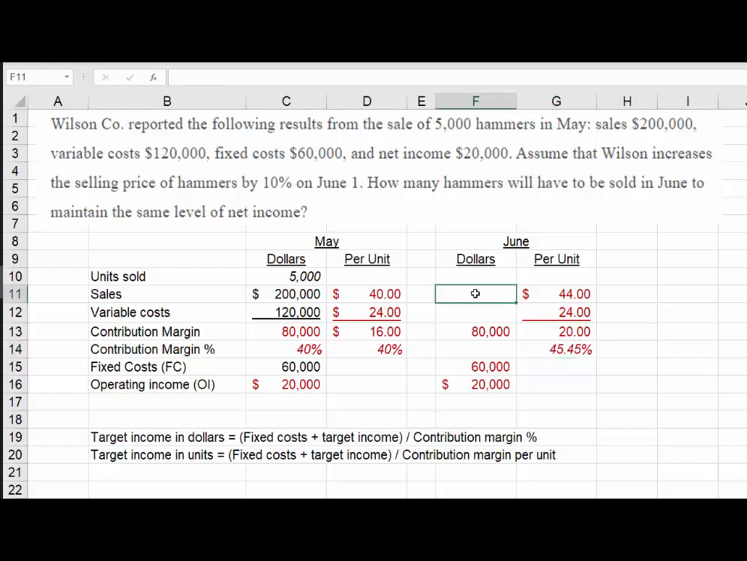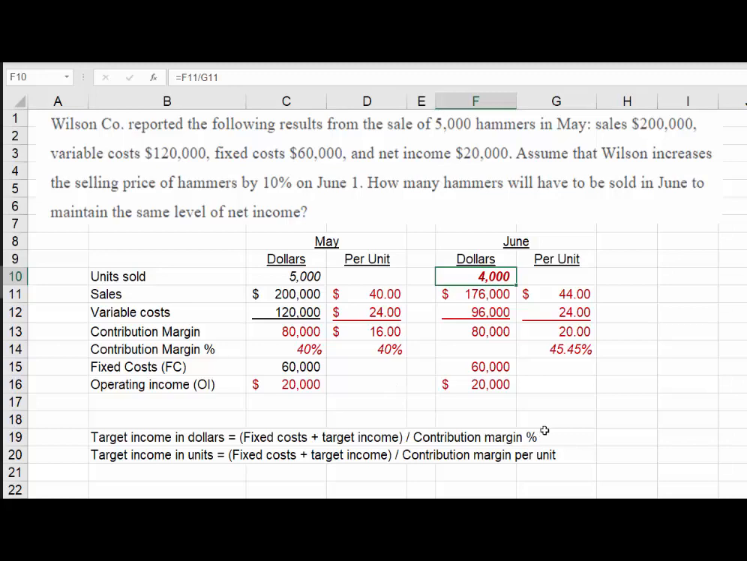Okay. So now I can go back and use that formula and say, take the fixed cost plus the operating income and divide it by the contribution margin percentage. When I do that, I get $176,000. Okay? If I know my contribution margin is going to be $80,000 and the sales are $176,000, I can simply figure the difference if I wanted to compute the variable cost, but I really wouldn't even need to do that. At this point, I knew that we had $176,000 in sales and $44 per unit. I didn't have to compute the variable cost. I could just simply divide the $176,000 by the $44 unit and determine that the answer that we're looking for, and I'll bold it here, was 4,000 units. That's how many hammers would have to be sold to maintain the same level of net income.